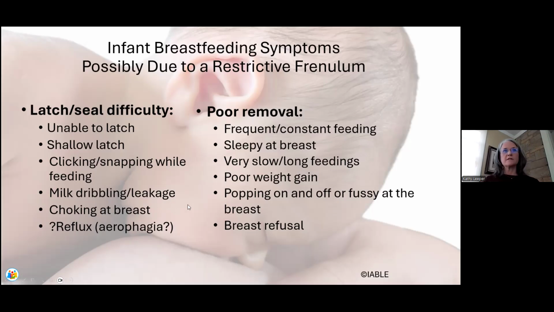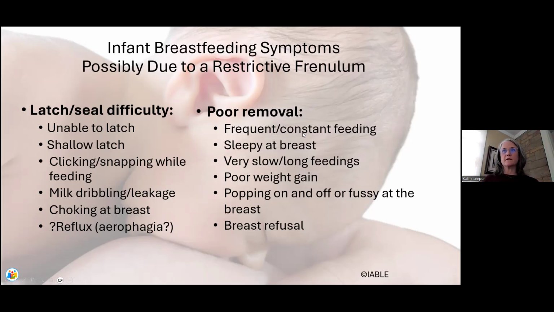If they can't create a good seal, if they're choking at the breast, and there's some evidence that maybe babies with tongue ties have more reflux. The theory is that they're swallowing more air because of their poor seal around the breast with the tongue.